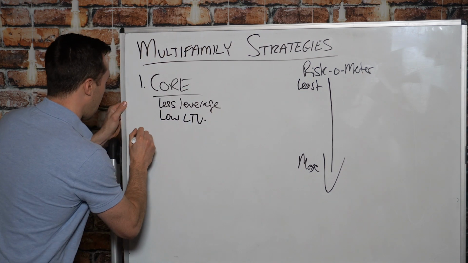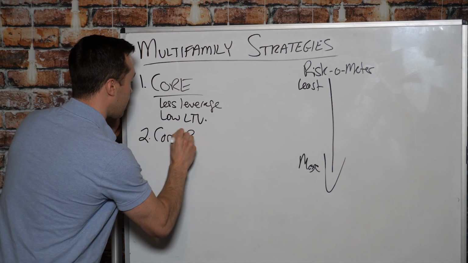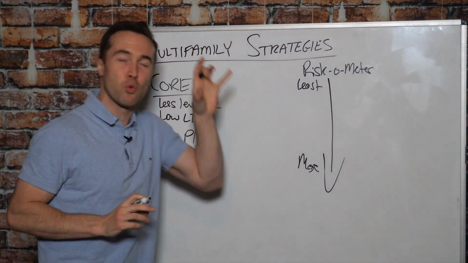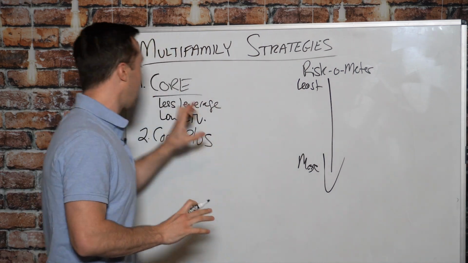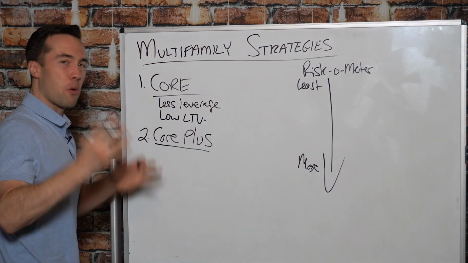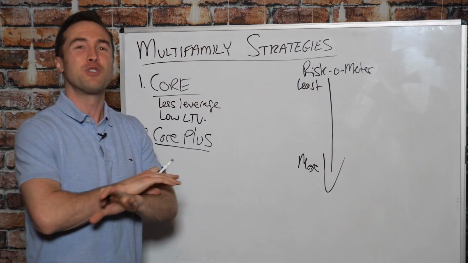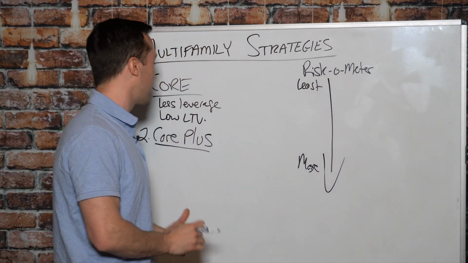Okay, so strategy number 2, we have core plus. Now, what does the plus mean? Well, we're taking the core strategy where we're buying in great locations, great properties with almost no work in the core plus strategy. So in core, there's nothing to be done. These buildings are brand new, they are pristine, or they're totally renovated, and there's nothing to be done. There's no additional capital, CapEx, that has to be put into the building.